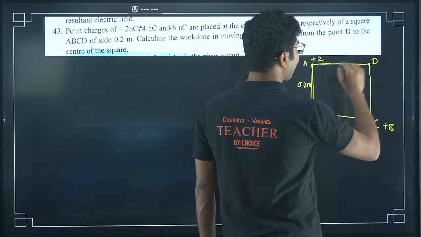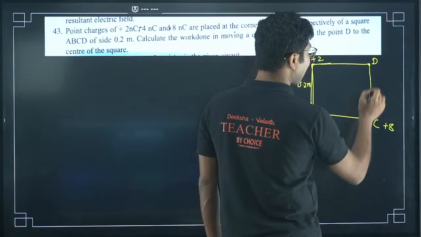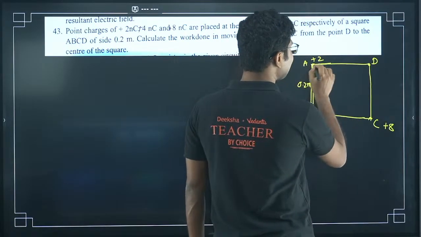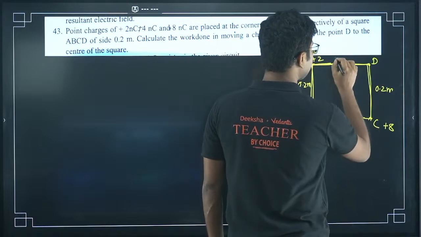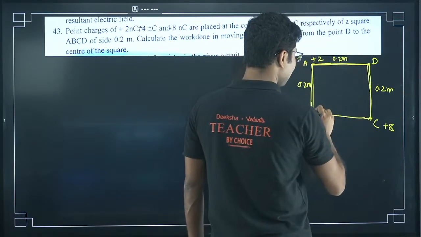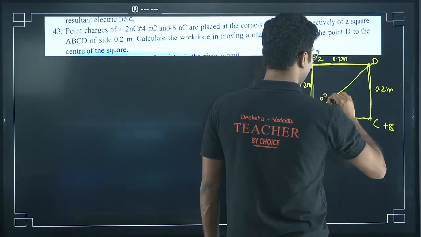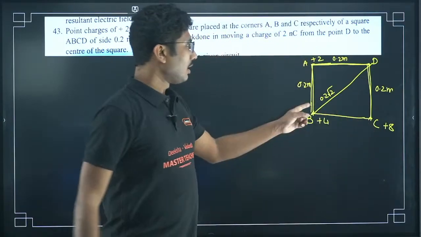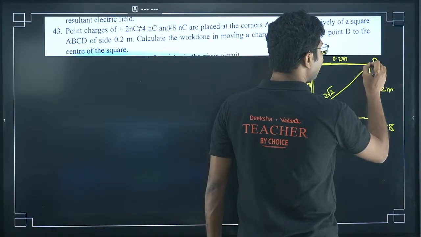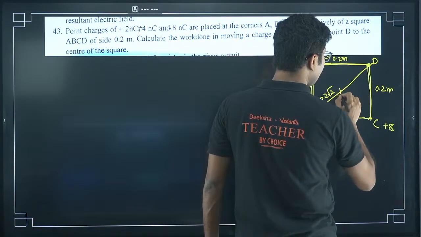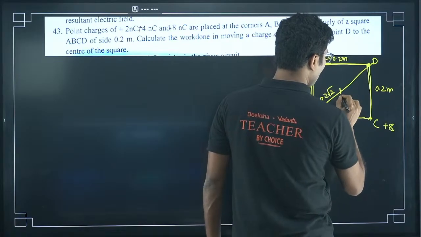Now we have to calculate the electric potential due to all the charges at this point. Now if you see, charge A and charge C are at a distance of 0.2 meter. But this charge is not at a 0.2 distance. It is a somewhat different distance, which is 0.2 root 2. This is the diagonal of a square, right? We are trying to move this charge from D to the center of the square. Center of the square, say O.